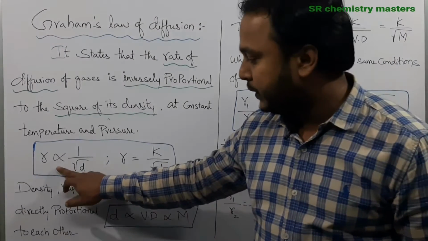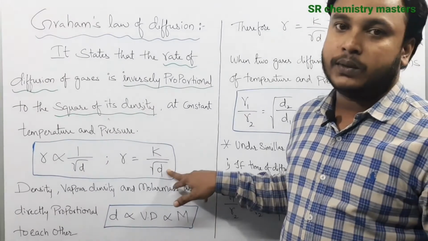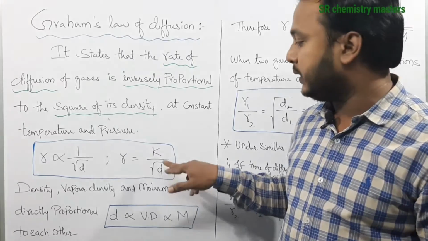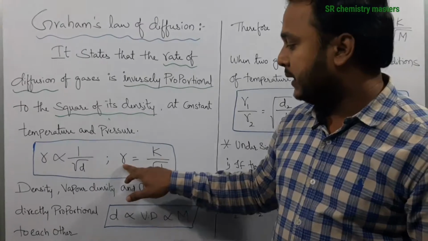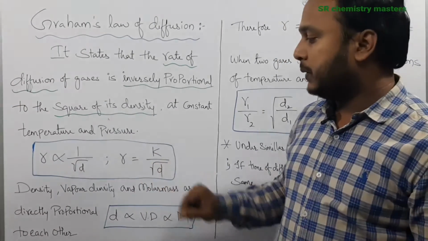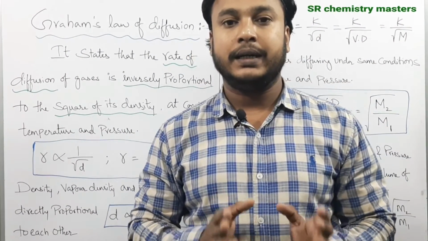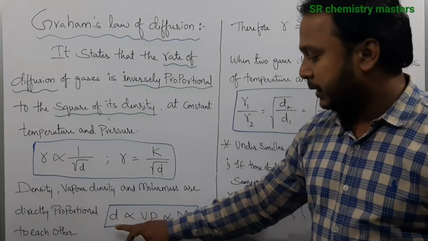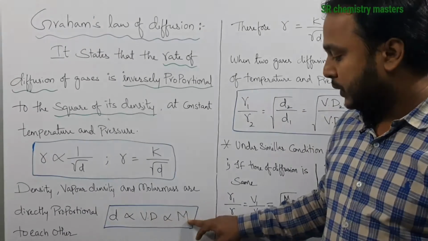When you simplify this, you get R is equal to K by root D. As you all know, when you remove the proportionality symbol, you add an equal sign along with the constant. K is the constant in this case, so R is equal to K by root D. Remember that density, vapor density and molar mass are directly proportional to each other. Density is directly proportional to vapor density, and vapor density is directly proportional to molar mass.